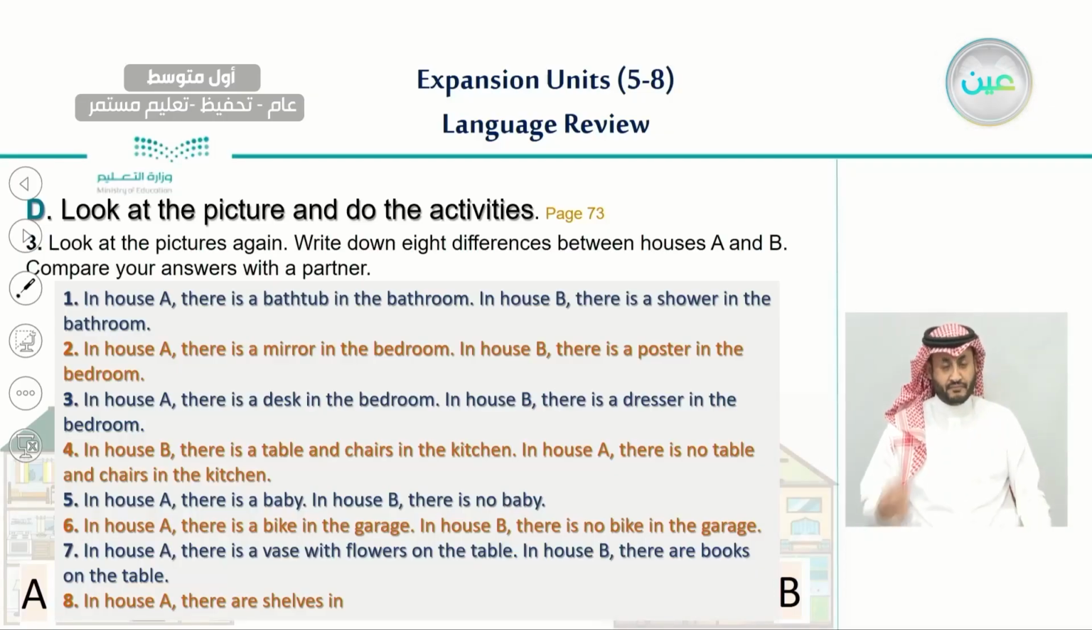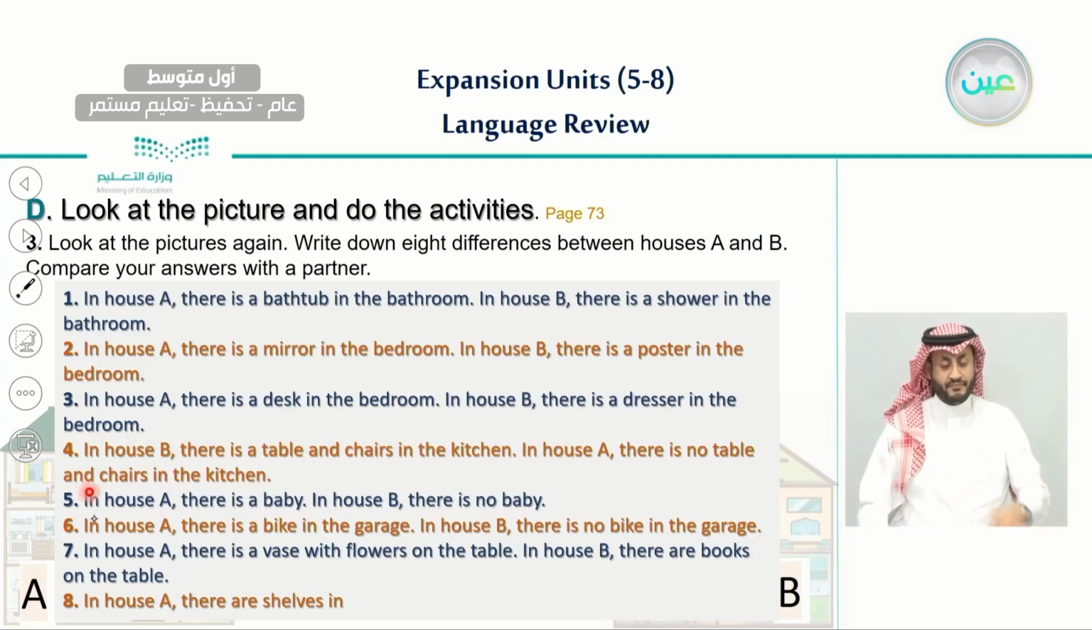Number 1, in house A there is a bathtub in the bathroom, but in house B there is a shower in the bathroom. So this is a difference between these two houses. Let's read the second one. In house A, there is a mirror in the bedroom, and in house B, there is a poster in the bedroom. And number 3, in house A, there is a desk in the bedroom, and in house B, there is a dresser in the bedroom. Number 4, in house B, there is a table and chairs in the kitchen, and in house A, there is no table and chairs in the kitchen.